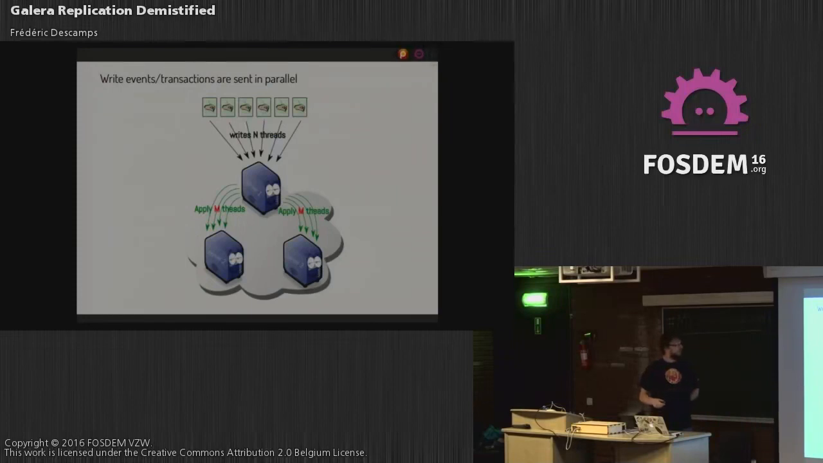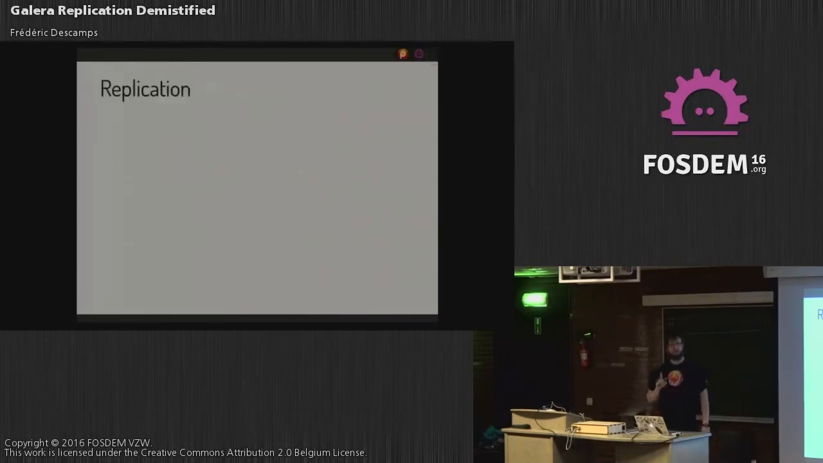Something which is nice also is that on a database you write in multiple threads, so you don't have only one client that writes, and you can also apply them in multiple threads on the other nodes. The threads are not the same. You have to define that, right? But you can do it. By default, you can make more. So what's replication, in fact?